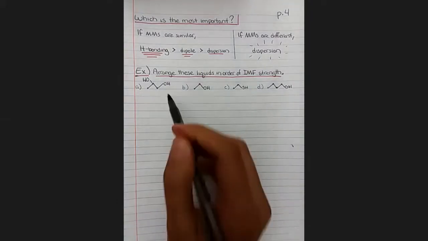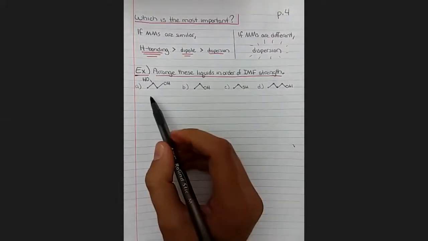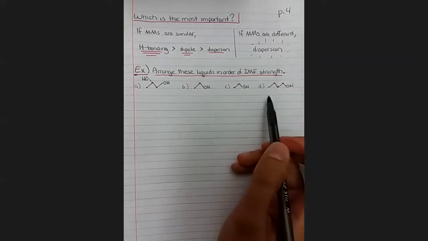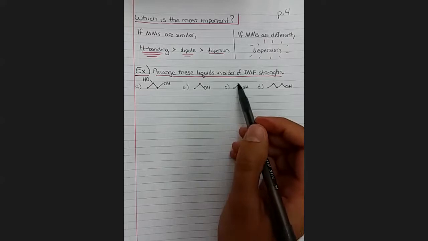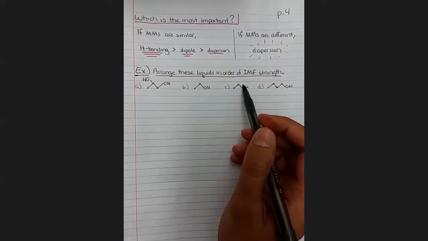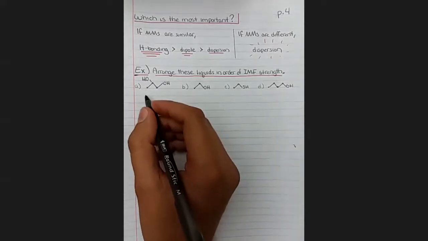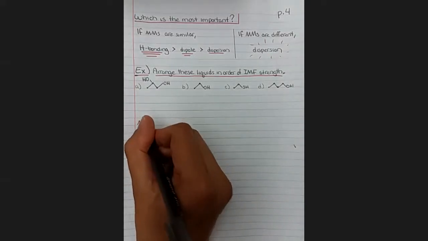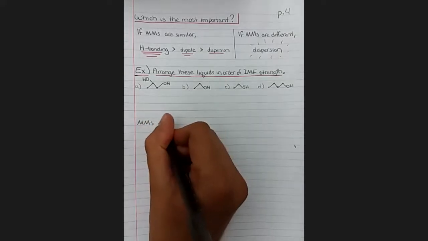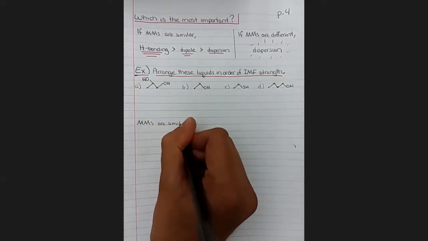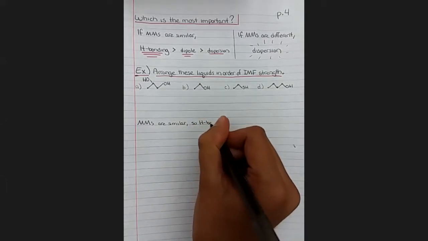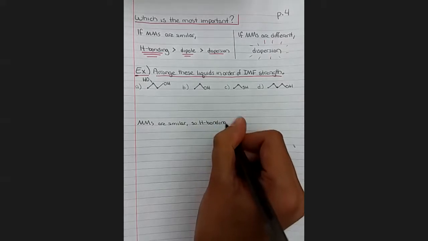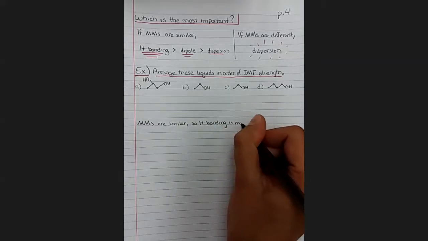So let's try that out in this example. Here we have 4 small molecules listed, molecules A, B, C, and D, and we are going to try and arrange these liquids in order of increasing intermolecular strength. So the first thing we can observe here is that the molar masses are similar. And if the molar masses are similar, that means we care the most about hydrogen bonding, more than any of the other forces.